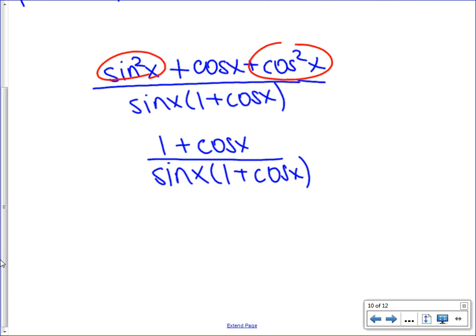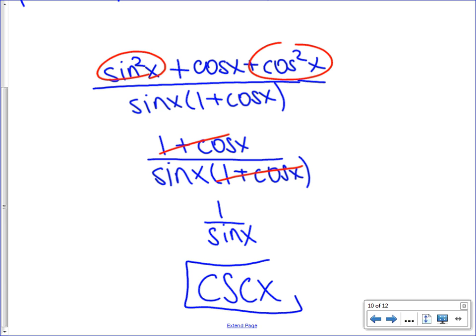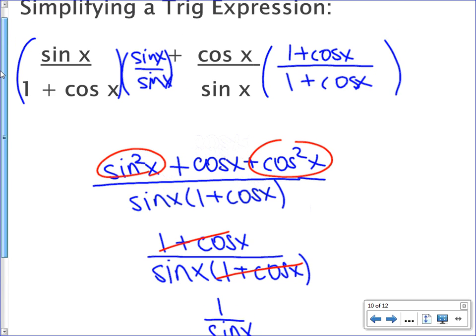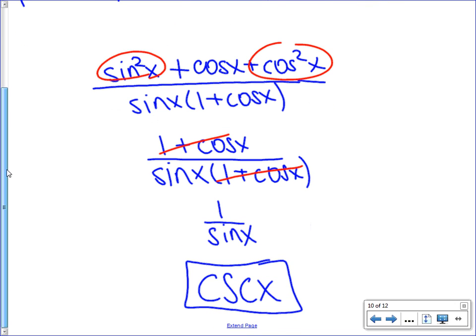Now what do you see? We have factors that can cancel, right? These cancel. We're left with 1 over the sine of x, which is cosecant of x. It's great, isn't it? Isn't it beautiful? We can take something so complicated and get it down to something so simple.